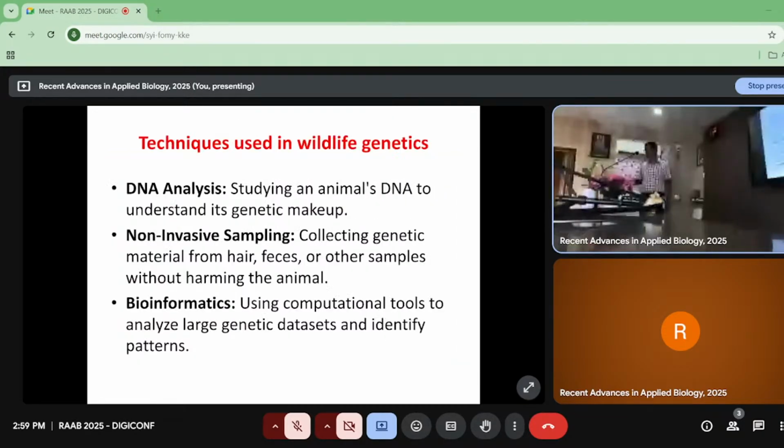So next one is techniques used in wildlife genetics. Several techniques are used in wildlife genetics. First one is DNA analysis, studying an animal's DNA to understand its genetic makeup. Then non-invasive sampling, collecting samples like hair, feces, and others. And then bioinformatics. These are the steps. In bioinformatics, after sequencing we know the nucleotide sequence of the DNA. Then we have to analyze it, and this analysis is done by using several bioinformatics tools.